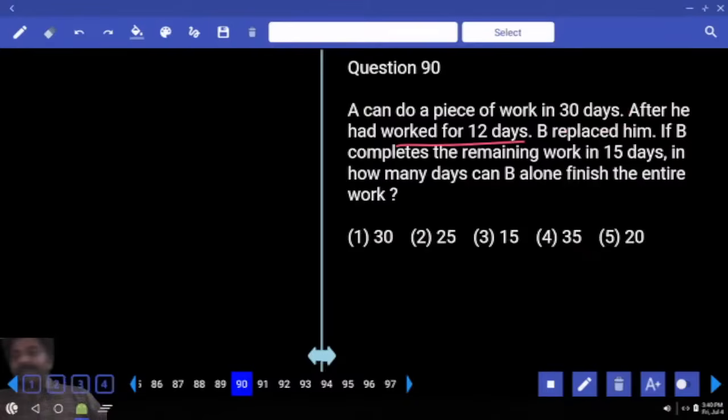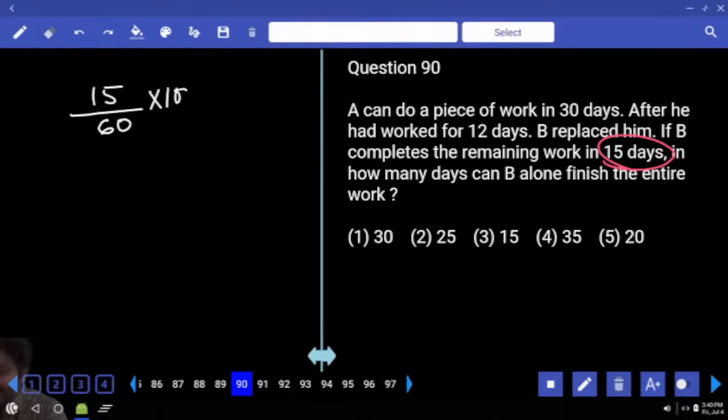A started and worked for how many days? In 12 days, what percent of the work can he complete? 40% work. Yes. What is 10%? Double is 12 only. 40% of the work is already completed by A. Remaining, who completed? How many days? In 15 days, B completed what percent of the work? 1% can be done in 15 by 60. 100% can be done in 15 times 100 by 60, which is 25 days.